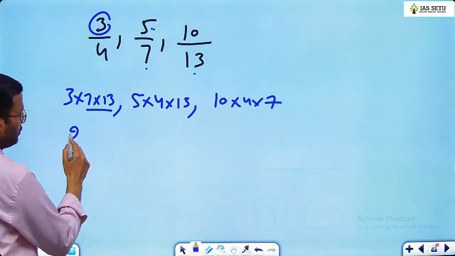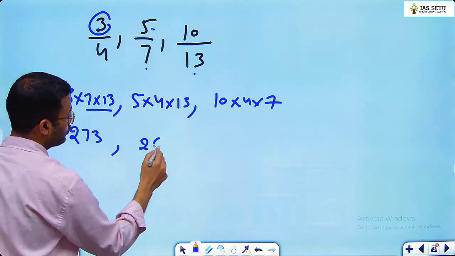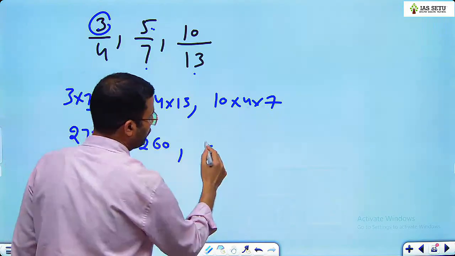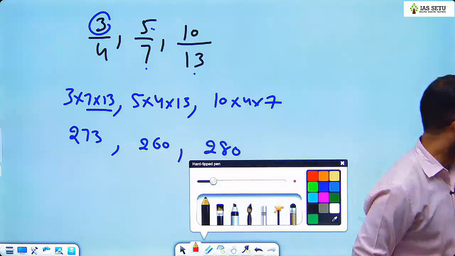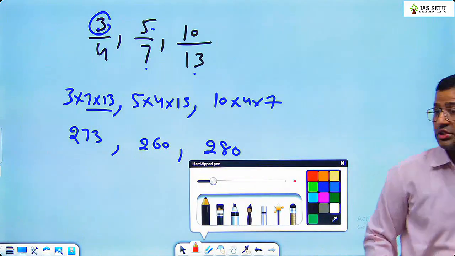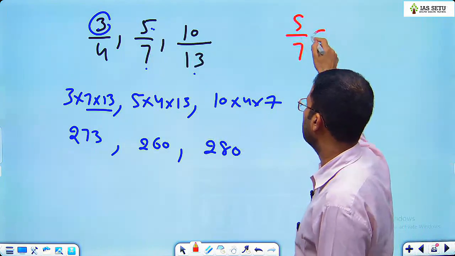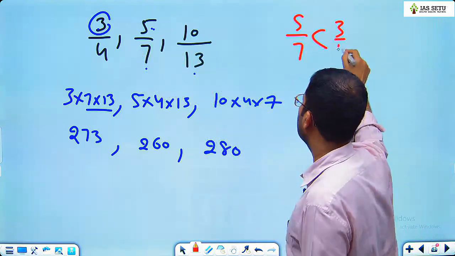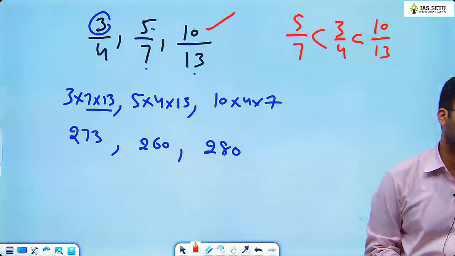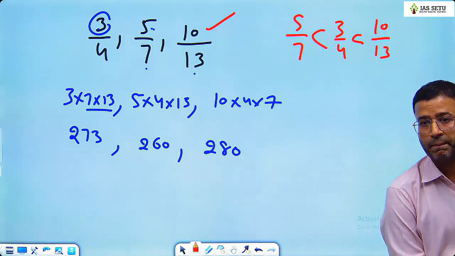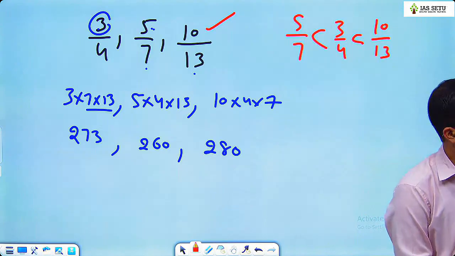What do we get? 273. Here this is 20 into 13, 260. This is 280. So out of these three numbers, 273, 260, 280, which one is the smallest? 260. It means 5 by 7 is smaller than 3 by 4, which is smaller than 10 by 13. So 10 by 13 is the largest fraction out of these three fractions. So it is not a big deal. We can apply the cross multiplication method for more than two fractions also, and easily.